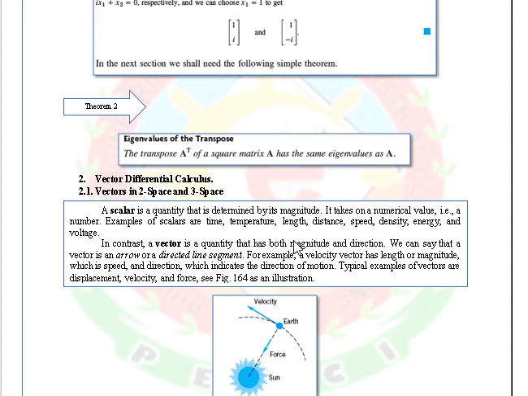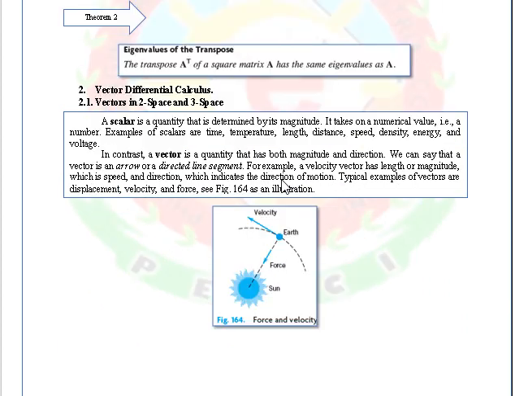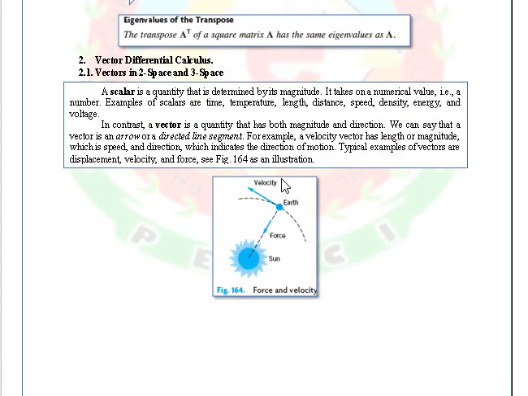Okay. Vector differential calculus. As I said, we will apply what we have just learned from the previous discussion to this other part of our discussion. Most probably in here, we're dealing with two-dimensional or three-dimensional space. Before that, we first define a scalar. A scalar is a quantity that is determined by its magnitude only. It takes on a numerical value. Examples of scalars are time, temperature, length, distance, speed, and density. In short, with a scalar, you don't consider its direction.